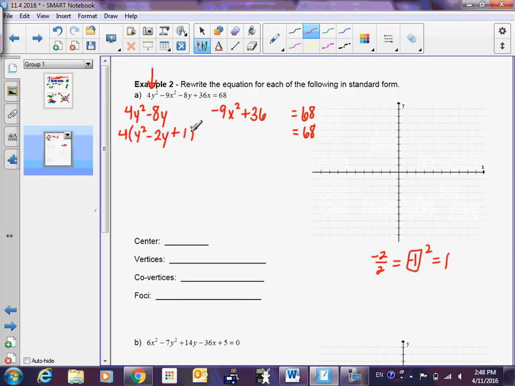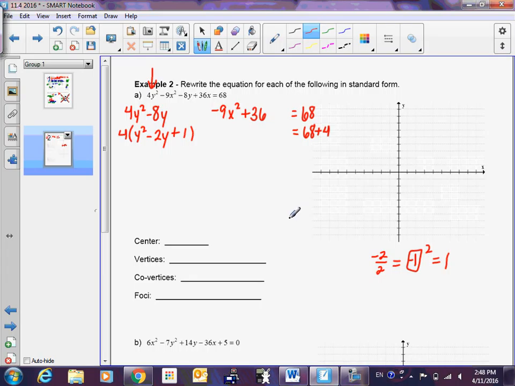If this were a scale, how many pounds did I add to the left side when I wrote that plus 1? It wasn't really 1 pound. How much was it? 4 pounds. Because it was inside parentheses being multiplied to the 4. So 4 times 1. So to balance that out, I'm going to add 4 to the other side. Do the same thing to both sides.